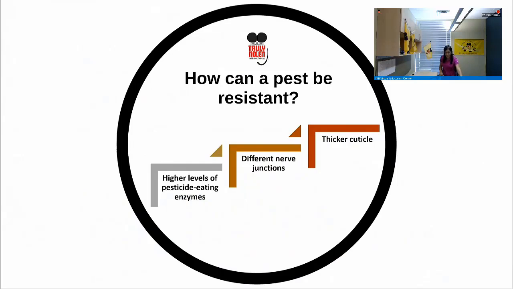Another situation, maybe if it is a pesticide that will act on the nervous system, their brain, maybe the pest has a different nerve junction. So their brain is a little bit different, then the pesticide won't work. Maybe they have a thicker cuticle. So the exoskeleton, their cuticle on the exoskeleton is thicker, so the pesticide doesn't penetrate their body.